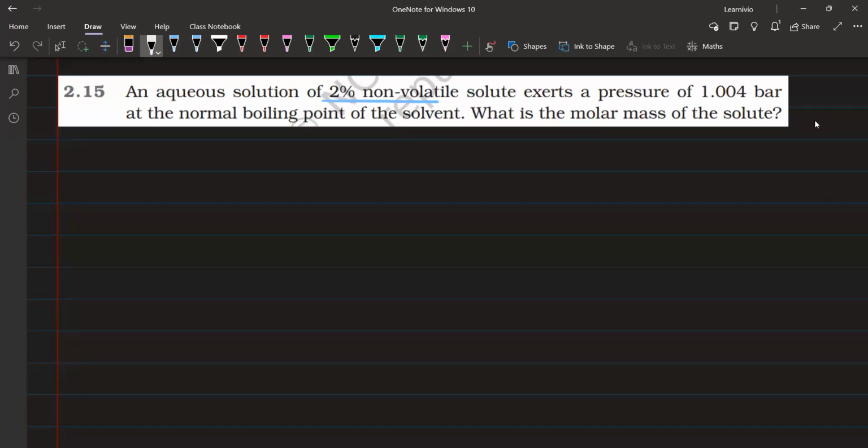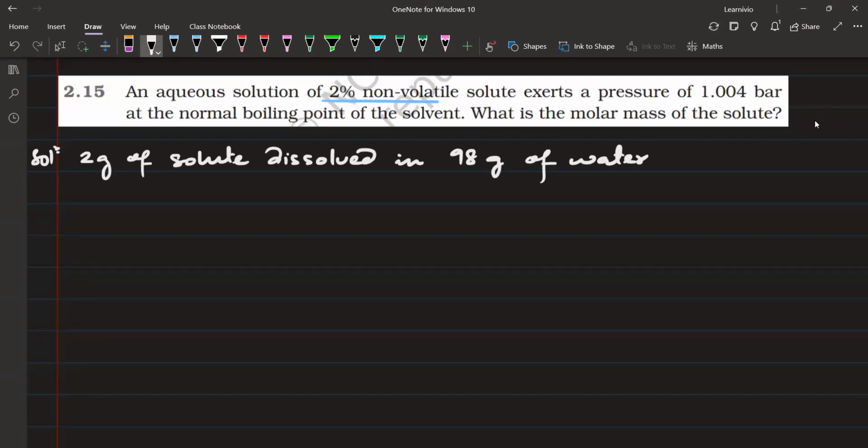So as soon as you get this 2% non-volatile solute, you will write the statement or the translation as I have explained in the earlier classes: 2 gram of solute dissolved in 100 gram of solution or 98 gram of water.